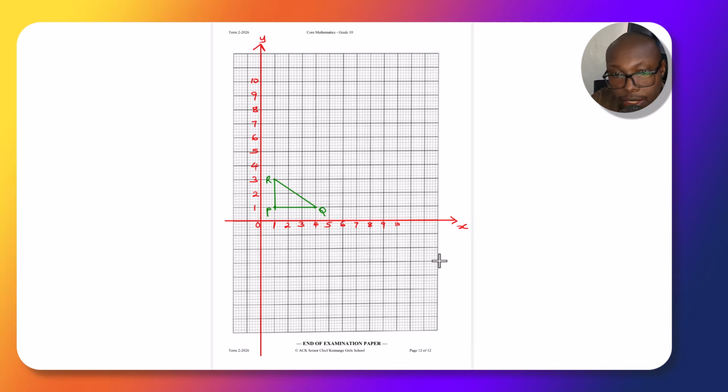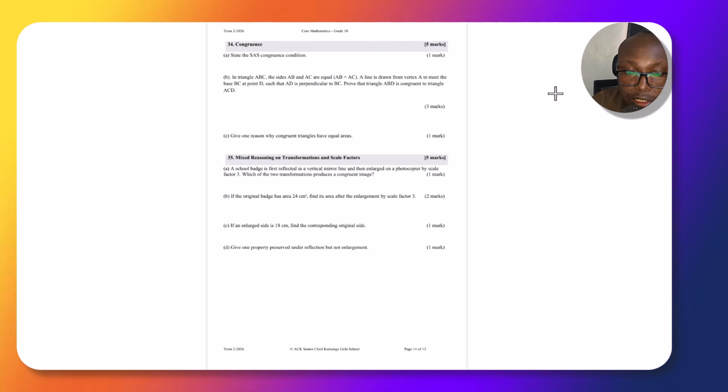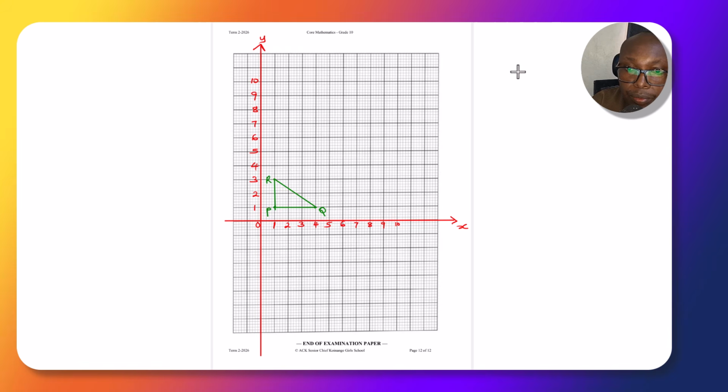Once you've done that, the next thing is enlarging that by scale factor 2, and the center is the origin. The origin is (0, 0). So this is the center. So this is how we get the image. So join every point to the center. The center of enlargement is (0, 0).